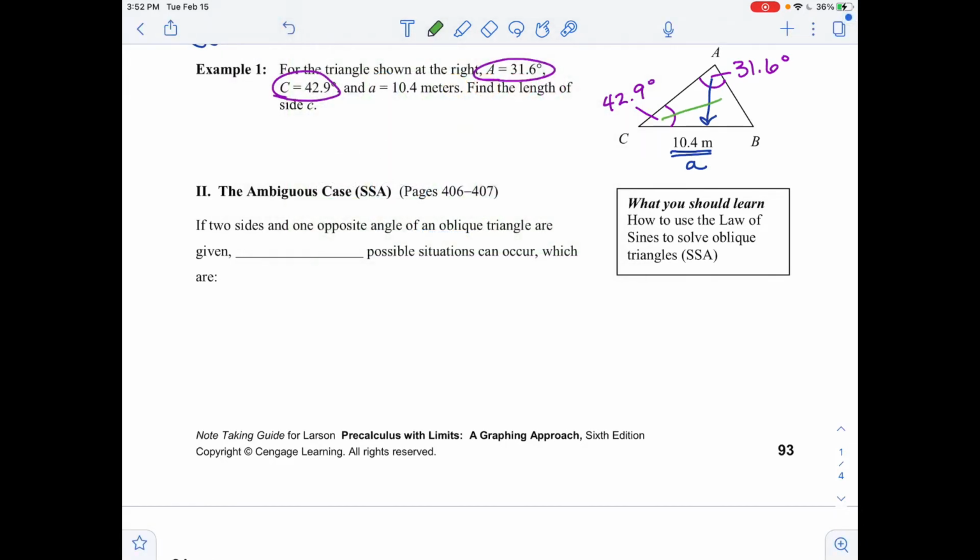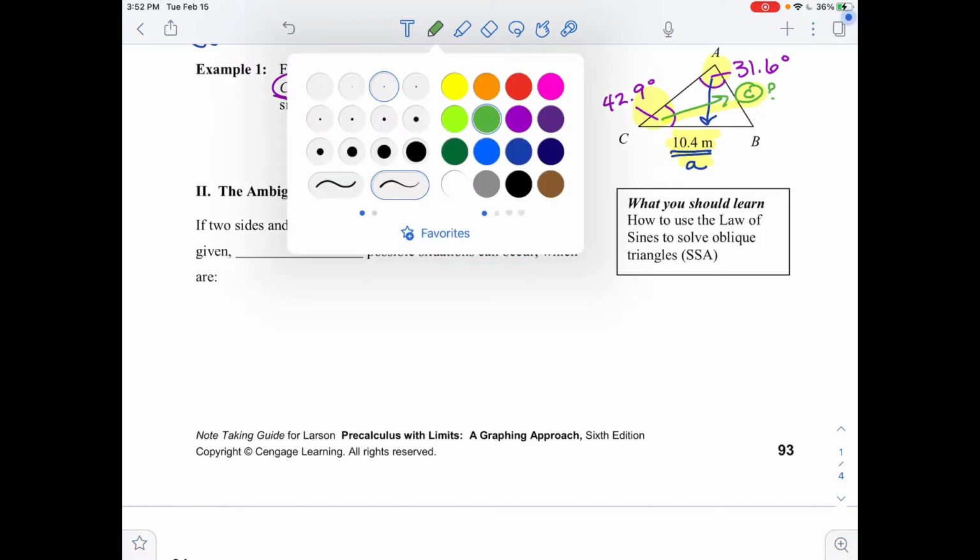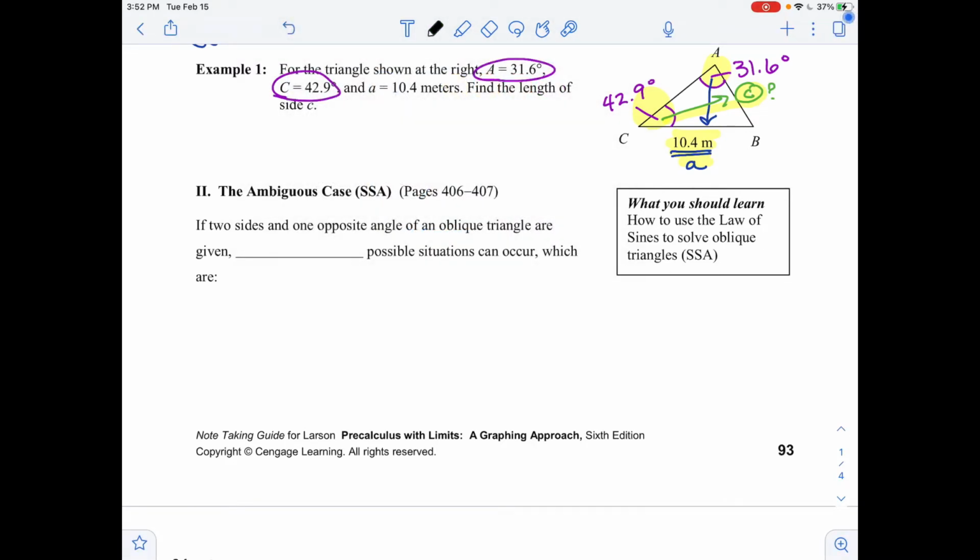Well, we know side C is across from angle C. This is what we're looking for. So because we have an angle and its opposite side, and we're looking for this side, we can use law of sines. Law of sines says that we can use side 10.4 divided by the sine of its opposite angle equals side C, which we don't know, divided by the sine of its opposite angle, 42.9.